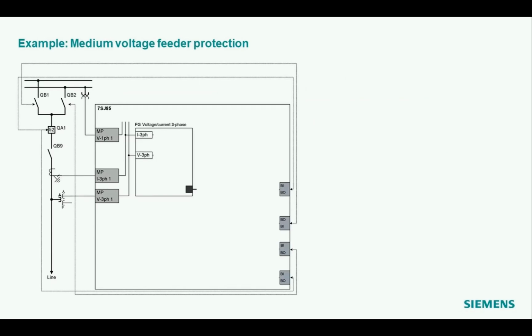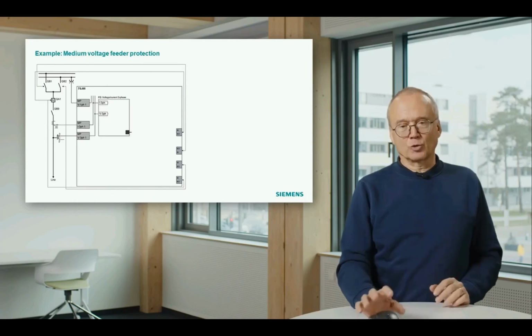The first example here is a simple, or it's not that simple, it's a medium voltage feeder protection. So you see on the left side, on the top, the two bus bars. And then down you have the feeder. You have two isolators where you can connect the feeder to one of the two bus bars or even to both bus bars. Then you have the circuit breaker, you have the line side isolator, then you have the current transformer, the line side voltage transformer, and in this case we also have a voltage transformer on the bus bar, which we, for instance, need to have a synchro check functionality. And all these things are connected to the device.